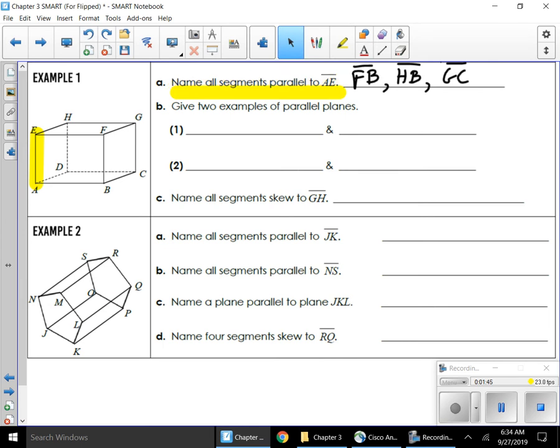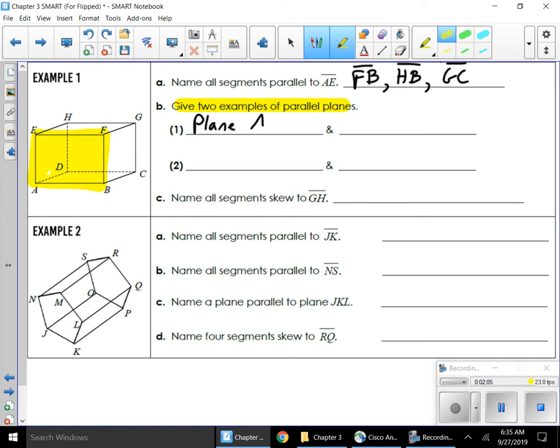Give 2 examples of parallel planes, the second thing that they ask us to do here. So there are plenty of examples to choose from. They're only asking us for 2. So I'm going to start with plane ABF. Let's just look at this plane up front here. Plane ABF is the one in front. So if I want the plane parallel to that one, it's the plane that doesn't touch it.